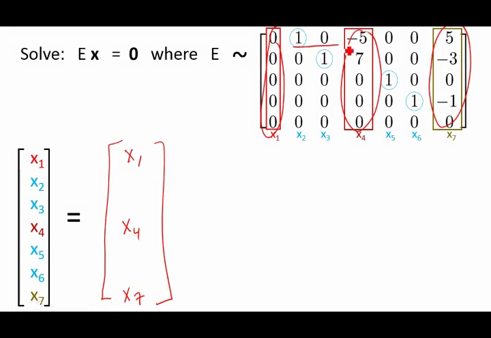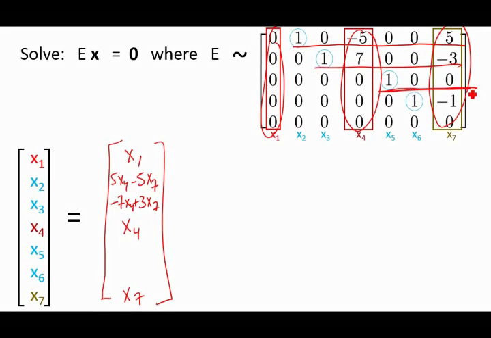My x2, looking at this equation, will equal 5x4 minus 5x7. My x3 will be minus 7x4 plus 3x7. So that came from this equation here. My x5, well, if I want my augmented matrix form, I can see my 1x5 equals 0. And then I've got x6 minus x7 equals 0, so x6 equals x7.